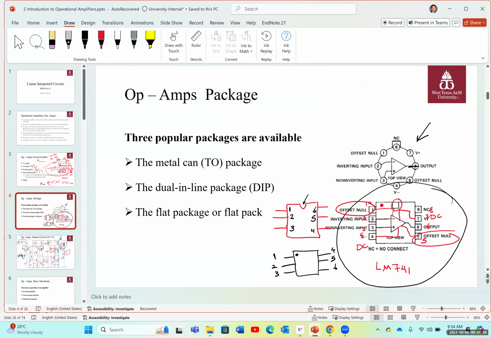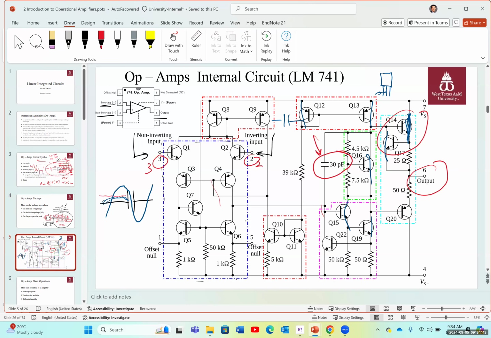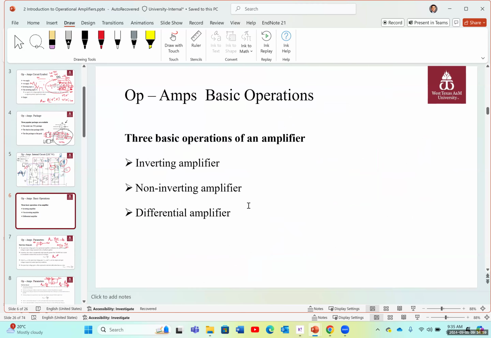For packaging, the most popular one is dual inline, which I mentioned, and this is for a 741 op amp. The internal circuit comprises at least 20 transistors. We have multiple stages of amplifiers using common emitter and differential amplifiers and so on. 3 main operations of an op amp are the inverting amplifier, non-inverting amplifier, and differential amplifier.